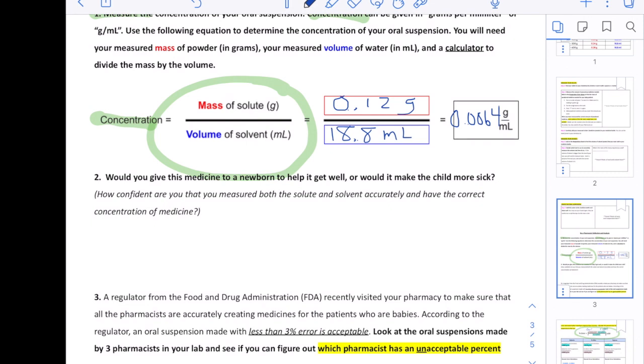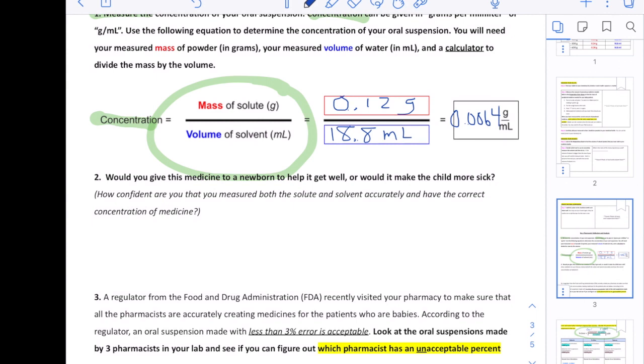Number 2, would you give this medicine to a newborn to help it get well, or would it make the child more sick? In other words, how confident are you that you measured both the solute and solvent accurately and have the correct concentration of medicine? So you just need to think about your process here.